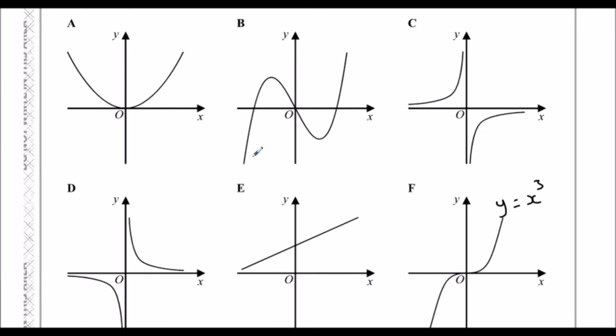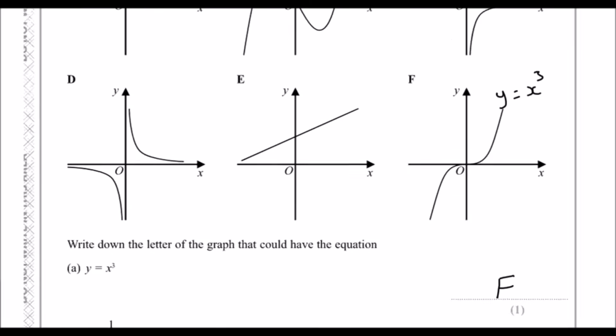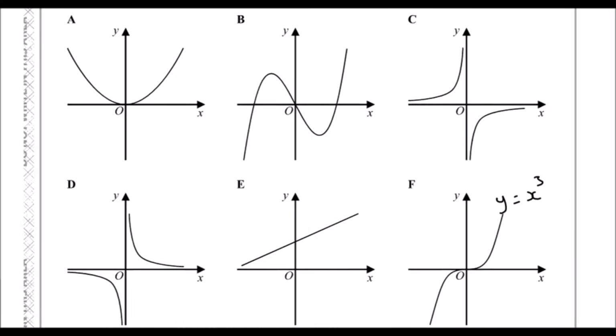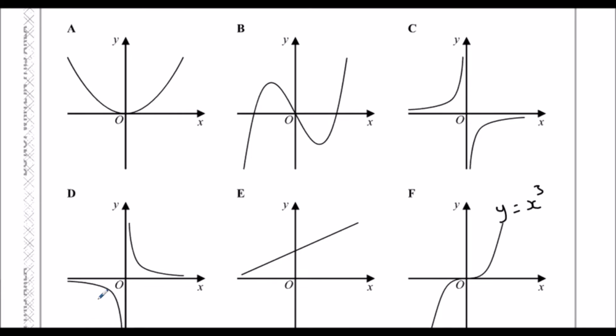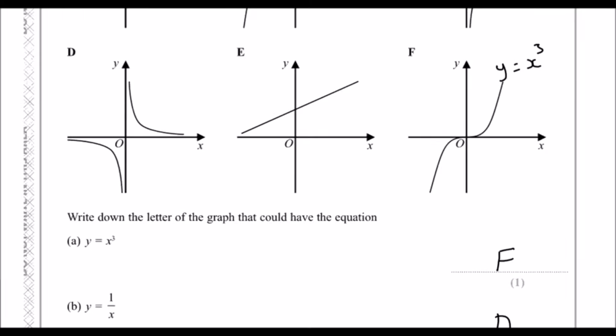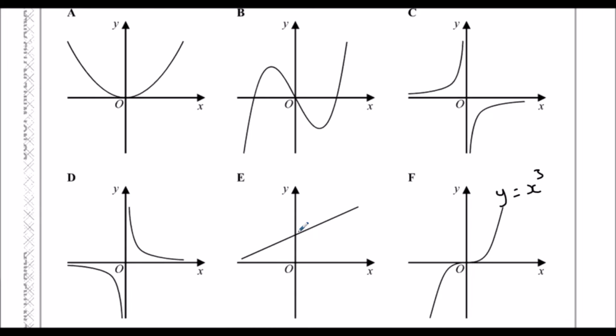And again, there are 2 reciprocal graphs here, C and D. It's a positive one. It's not a minus 1 over x. It's just 1 over x. So it starts in the bottom left and ends in the top right. So it's D. C is a negative reciprocal graph. D is the positive reciprocal graph. And then E is a straight line graph, y equals mx plus c, and A is y equals x squared.